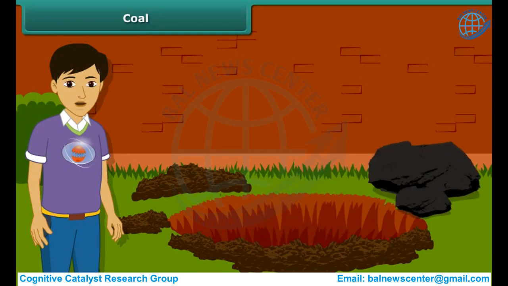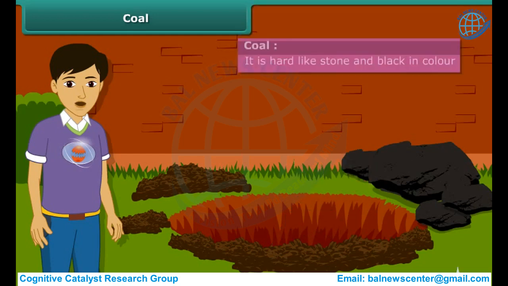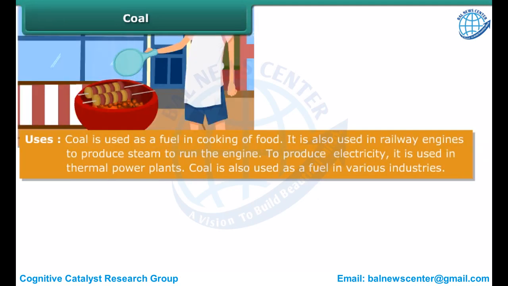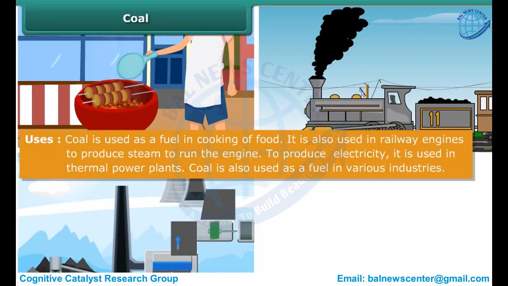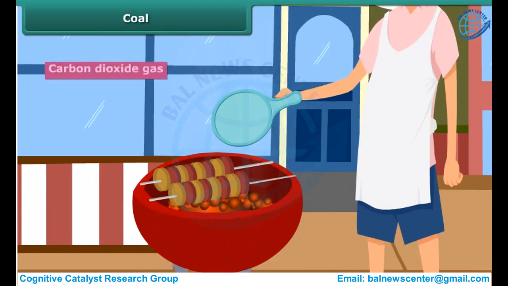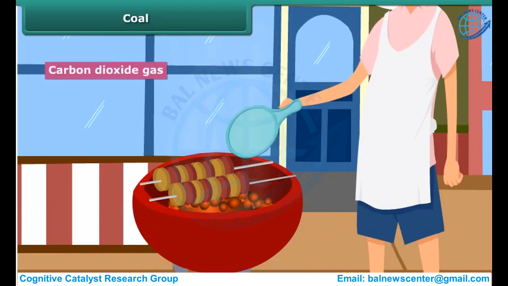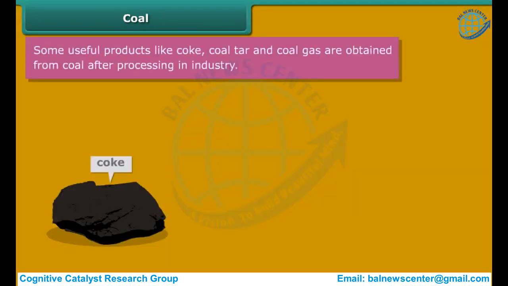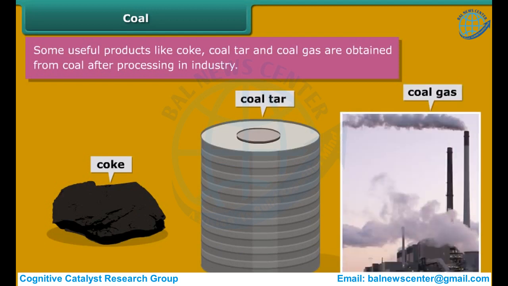You may have seen coal in your surroundings. It is hard and black in color. Coal is used for a variety of purposes such as cooking food, running railway engines, thermal plants, and various industries. After heating in air, it starts burning and produces carbon dioxide gas. You will be surprised to know that some useful byproducts of coal like coke, coal tar, and coal gas are obtained directly from coal. Do you know how these byproducts are helpful for us?